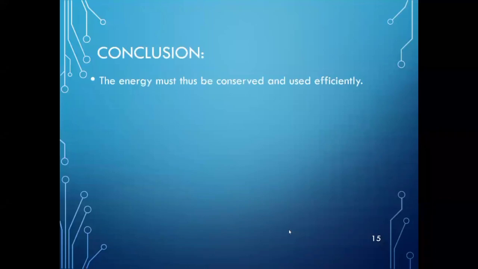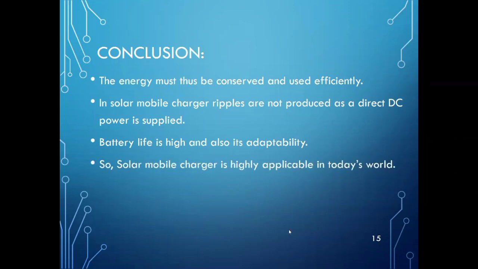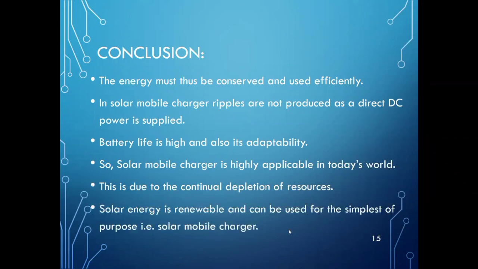Here is the conclusion. The energy must thus be conserved and used efficiently. In solar mobile chargers, ripples are not produced as direct DC power is supplied. Battery life is high and also its adaptability. So solar mobile charger is highly applicable in today's world, due to the continual depletion of resources. Solar energy is renewable and can be used for the simplest purpose, that is solar mobile charger.